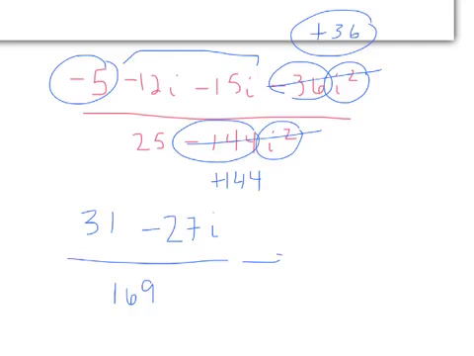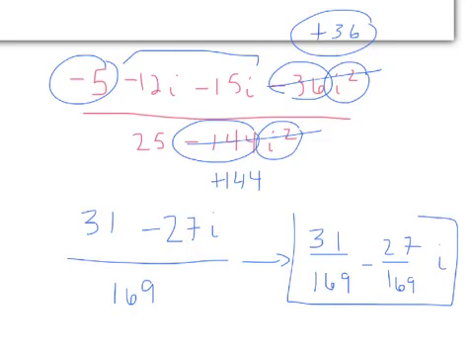In standard a plus bi form, my final answer becomes 31 over 169 minus 27 over 169 i. And I can't reduce either of those fractions, so I leave this alone. And I can clearly see that I have a real part and I have an imaginary part here.